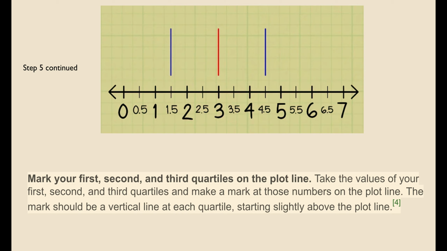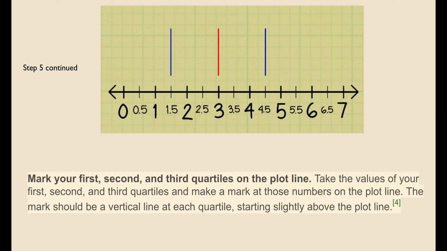Now we can mark all of our quartiles. Remember the median was 3, the lower quartile was at 1.5, and the upper quartile is at 4.5. So we just draw a line straight down. Notice how all the lines are basically the same length. The length does not matter. You just want to make sure it's visible enough so you can see what's going on. But make all 3 of those line segments the same length, because you're going to make a box out of this.